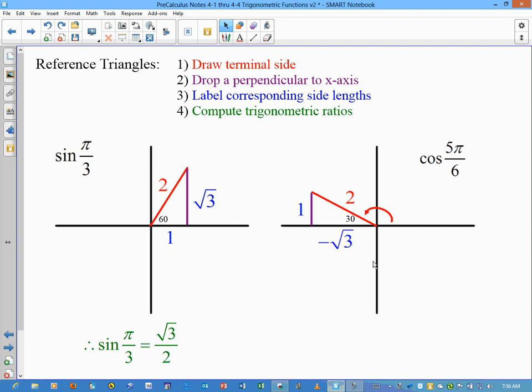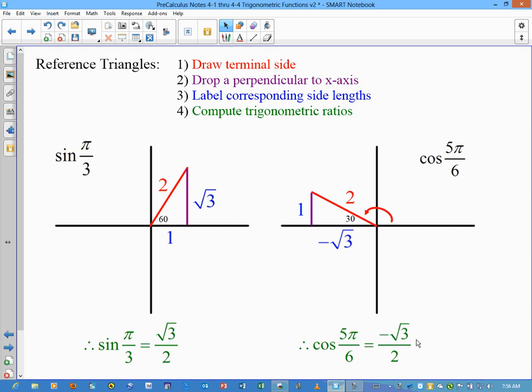But again, once you have your values, then you can go right to your trig ratio. The cosine is adjacent over hypotenuse. So with respect to this angle, adjacent over hypotenuse is negative root 3 over 2. And we're done with that one.